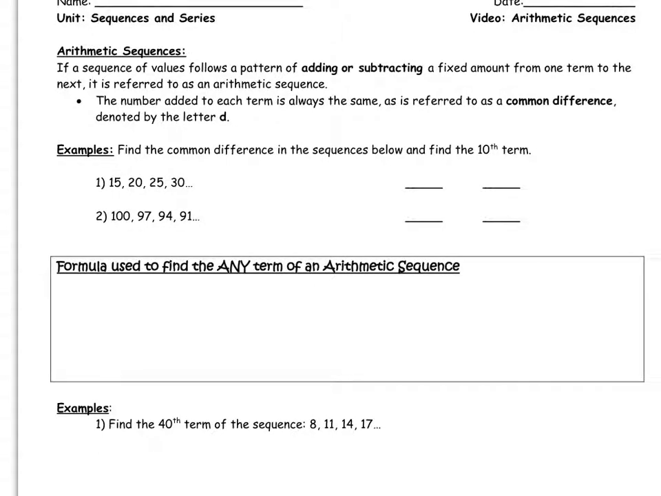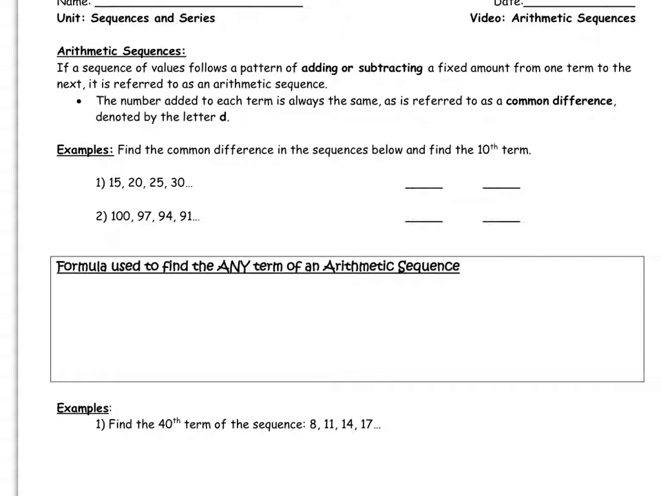Hi everyone, in today's lesson we're going to talk about arithmetic sequences. If a sequence of values follows a pattern of adding or subtracting a fixed amount from one term to the next, it is referred to as an arithmetic sequence. The number added to each term is always the same and is referred to as the common difference, denoted by the letter D. So for example, given these two sequences below, find the common difference and the 10th term.